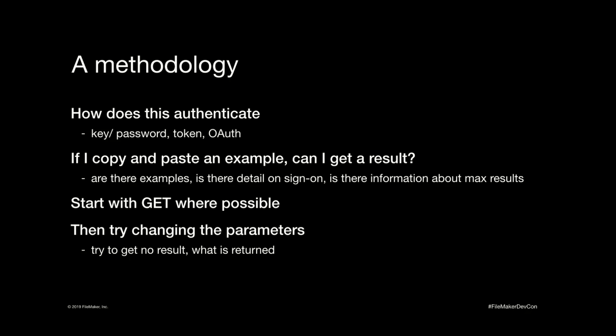Postman itself can do authentication in a whole number of ways, from very simple, to OAuth. It also manages AWS type credentials as well. And then the next thing is, okay, once I've started to get somewhere, how much can I start to copy and paste from the documentation into Postman with the aim of getting a result? Are there examples? Is there detail about how the sign-on works? What about things like the maximum number of results that are returned? You need to be looking for all of those in the documentation.